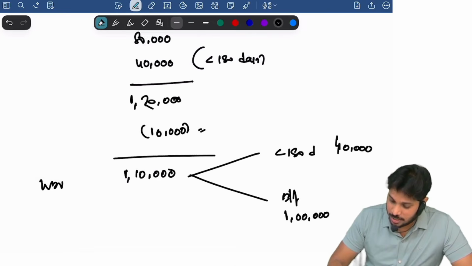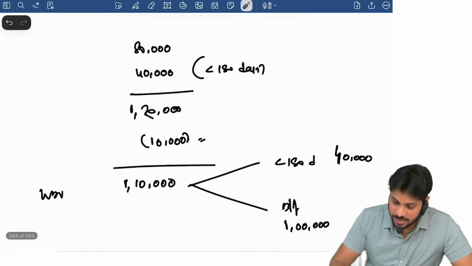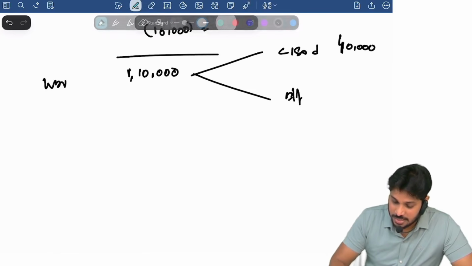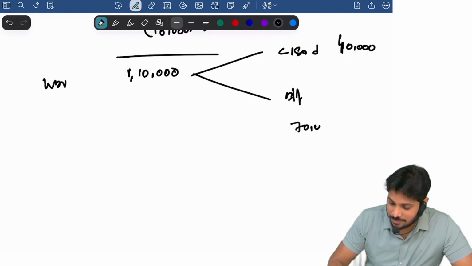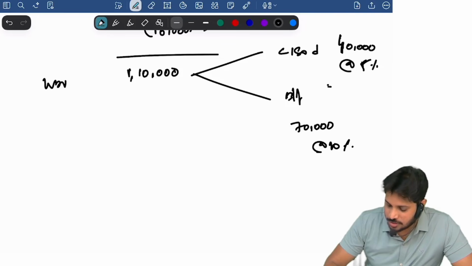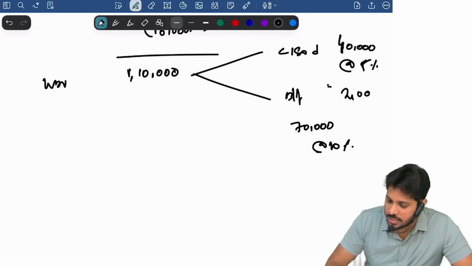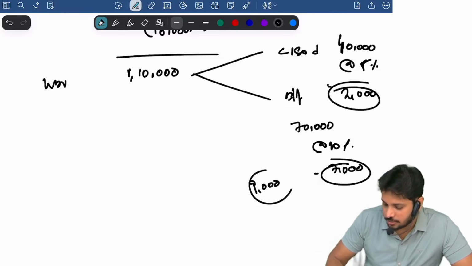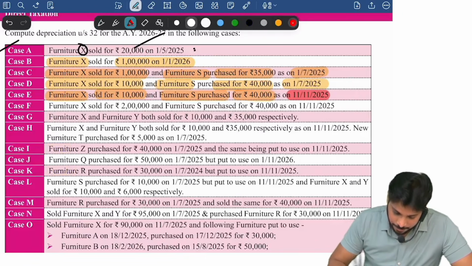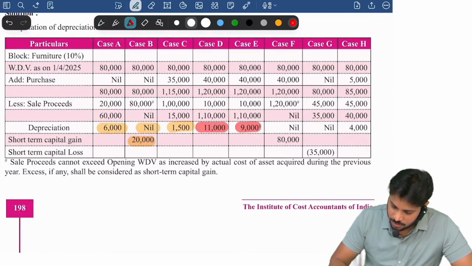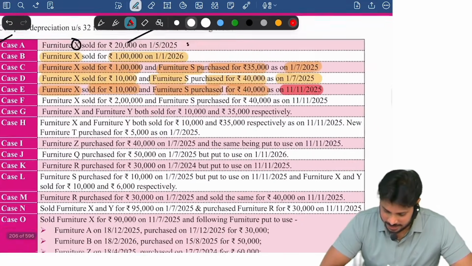Balancing figure will be 70,000, out of 1,10,000. Now this is depreciable at 5%, whereas this is depreciable at 10%. So depreciation at 5% means 40 into 5%, 2,000. Correct? This is 7,000. So total depreciation is how much? 9,000. Look at the answer. Correct? 9,000 is the depreciation. Yes or no? Next.